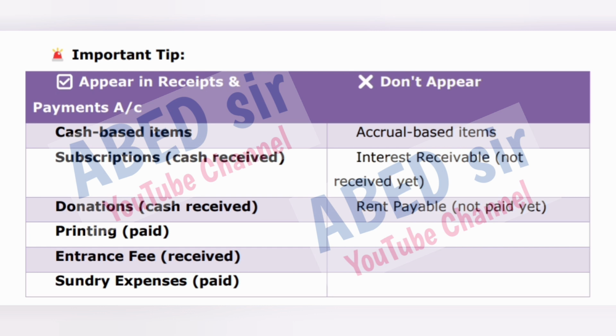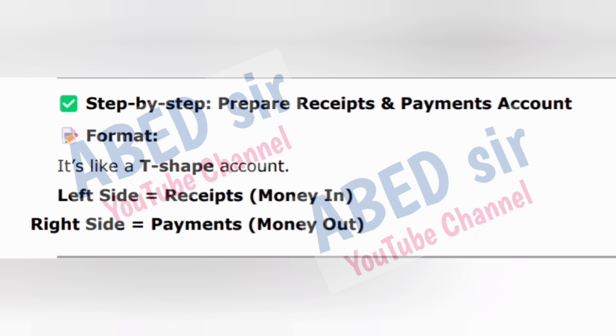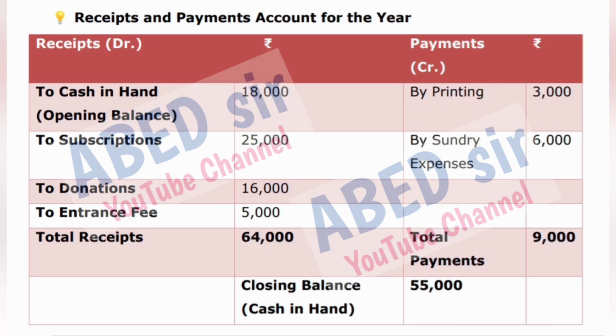Sundry expenses, paid. Step by step, prepare the receipts and payments account. Format: it's like a T-shaped account. Left side is equal to receipts, money in. Right side is equal to payments, money out. Receipts and payments account for the year.